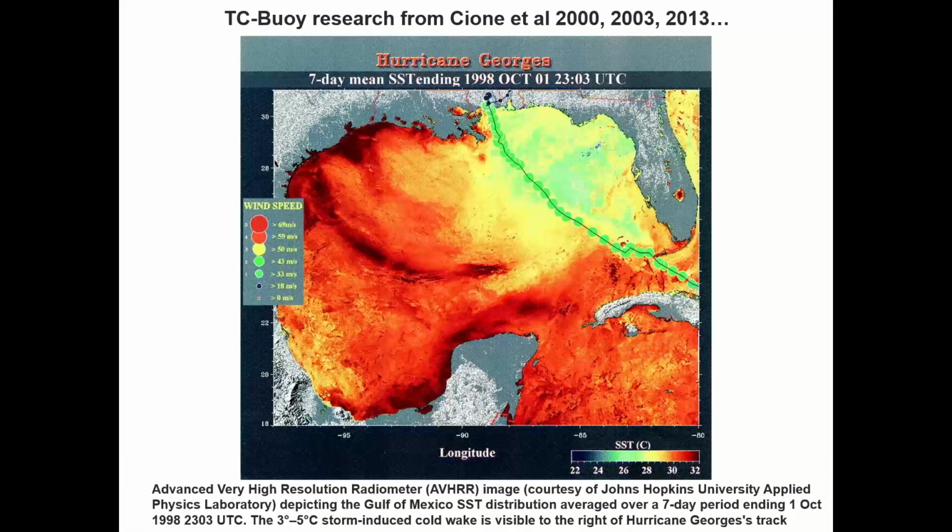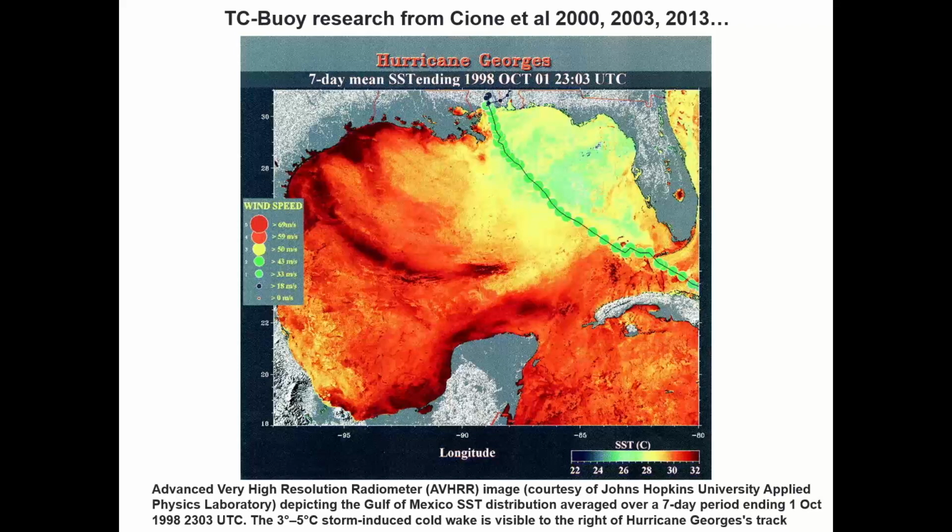So another thing that early on I started to see was this. This is an AVHRR sea surface temperature image after Hurricane Georges in '98. This is going back some time. But you could see this huge cooling, particularly to the right of the storm track. And it was sort of assumed. A lot of people said, well, you see this cold wake, we get 3, 4, 5 degrees C cooling. And as I just showed, that's really not the case at all.